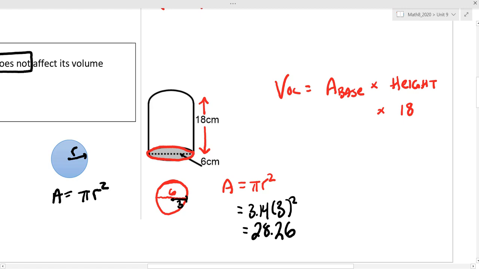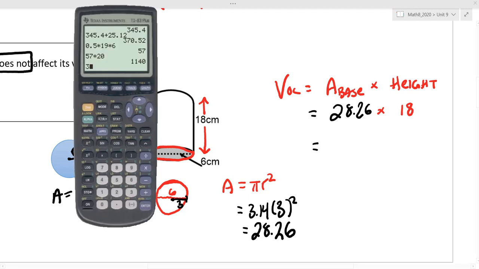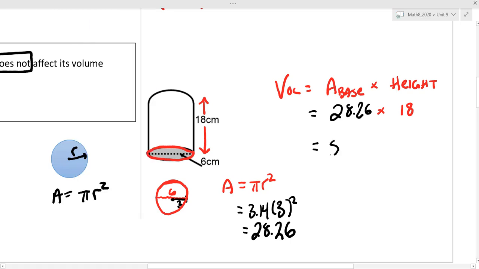All right. Now we take this 28.26 and stick it into our volume equation. 28.26, and we calculate. 28.26 times 18 is 508.68. So let's go 508.7 centimeters cubed.